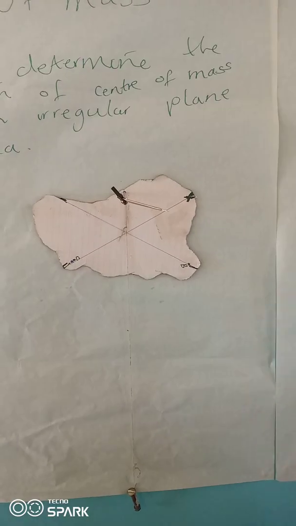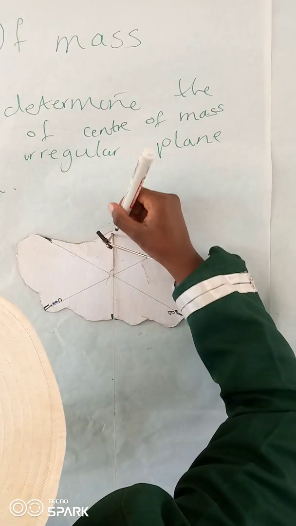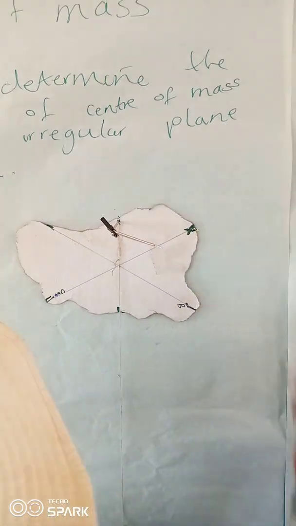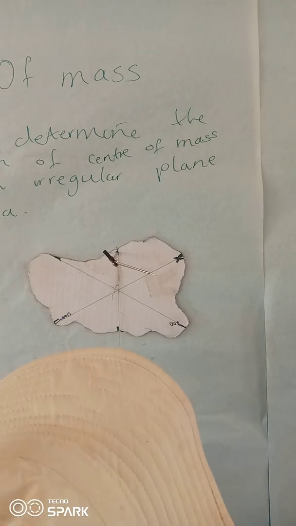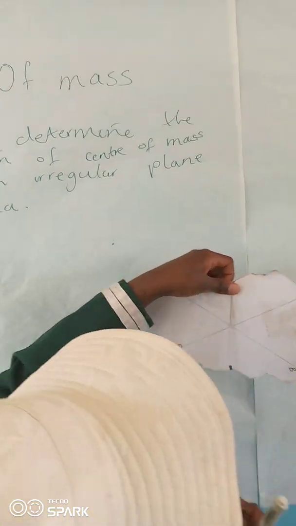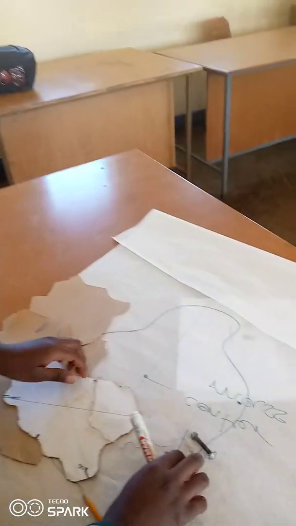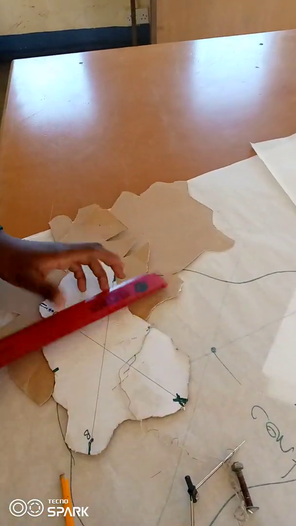So I'll mark this point. Then I'm going to join these points along the plumb line by just drawing a straight line along those marked points.